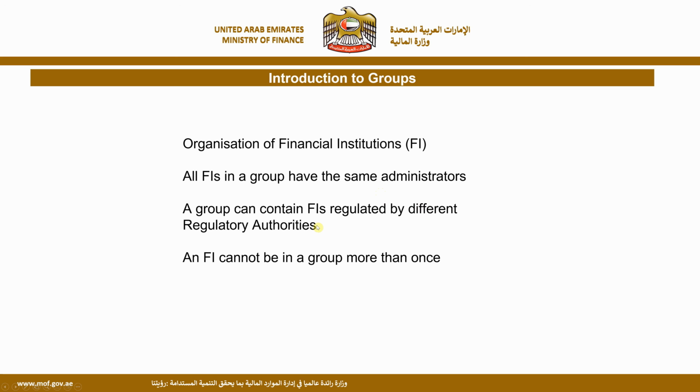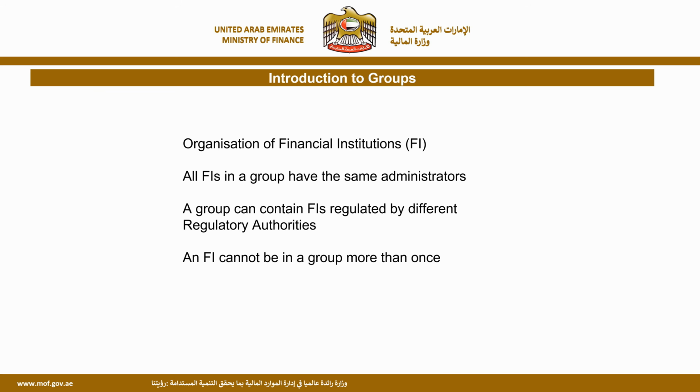However, it is important to note that if a single FI is regulated by more than one regulatory authority, then a separate group needs to be set up for that FI for each regulatory authority. Put simply, an FI cannot be in a group multiple times. For example, if you have an FI regulated by both Central Bank and SDA, then two groups will need to be set up and the FI registered in each group.